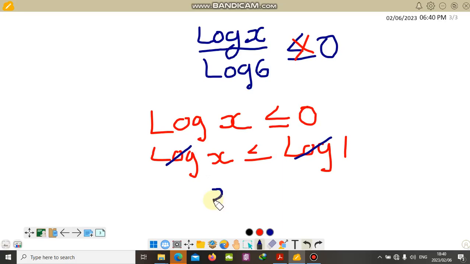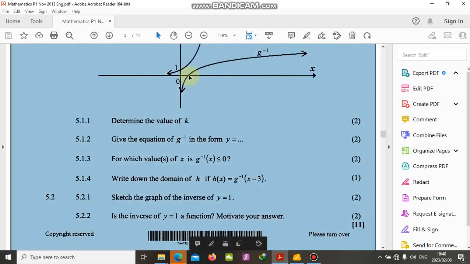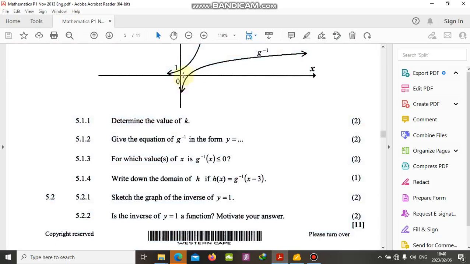And then I remain with x less or equals to 1. There. So I've solved that value that we said is going to be here. So we know the x value here is 1. And then this graph does not touch this horizontal line where x is 0. So it means that the negative y values for this graph will be between 0 and 1. So I'll write that.